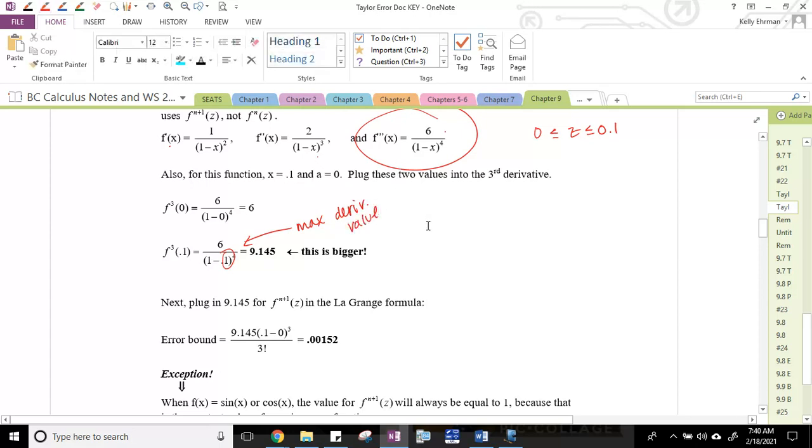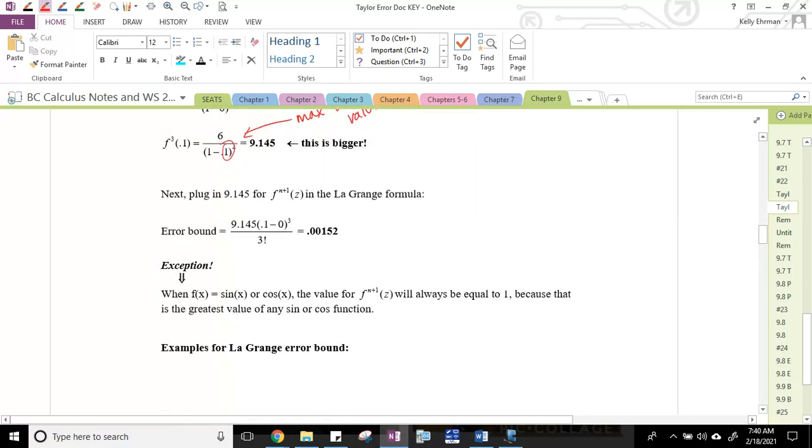Okay, so back to that error bound formula. Now that we know what the n plus 1th derivative max value is, that goes there. And then it's x minus c, so 0.1 minus 0 to the 3rd power over 3 factorial. And that calculates out to this number. So this is the maximum error. Instead of saying the actual error, we might say something like this. Okay, so f of 0.1 minus my second order Taylor polynomial of 0.1 is not equal to this number. It's less than or equal to 0.00152.